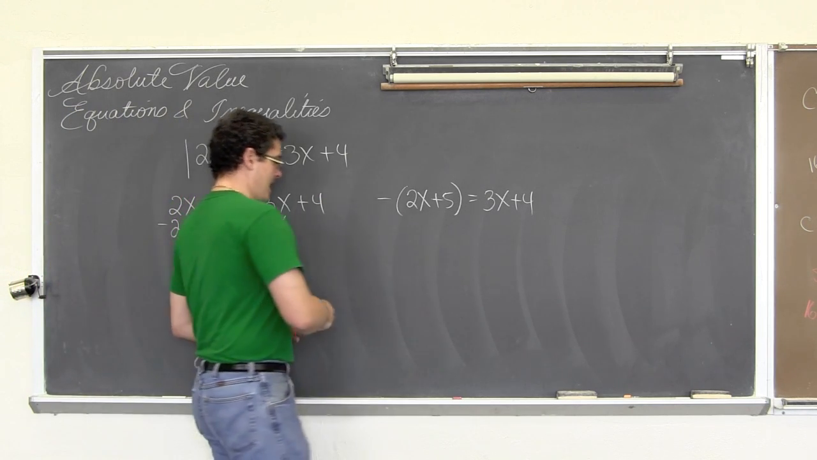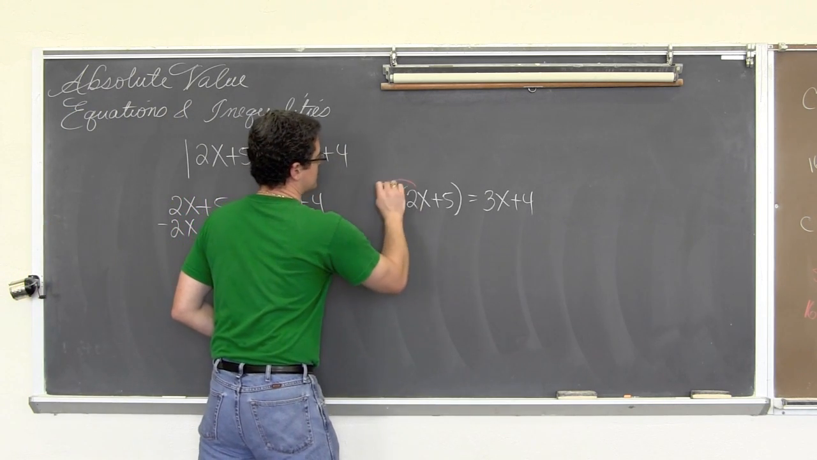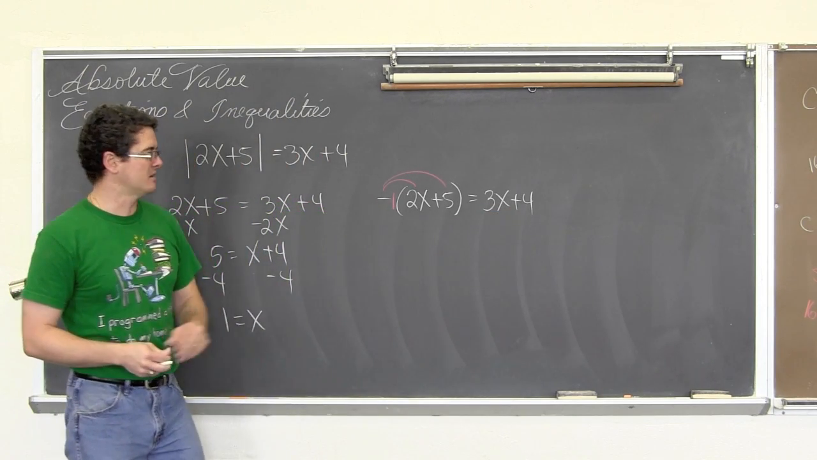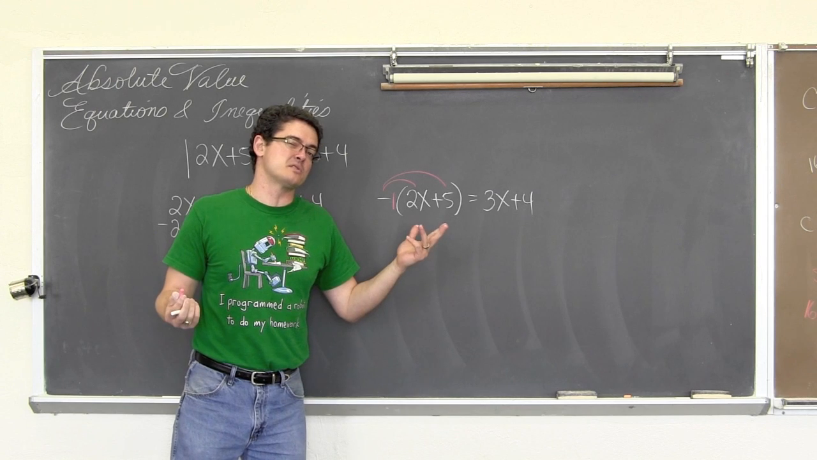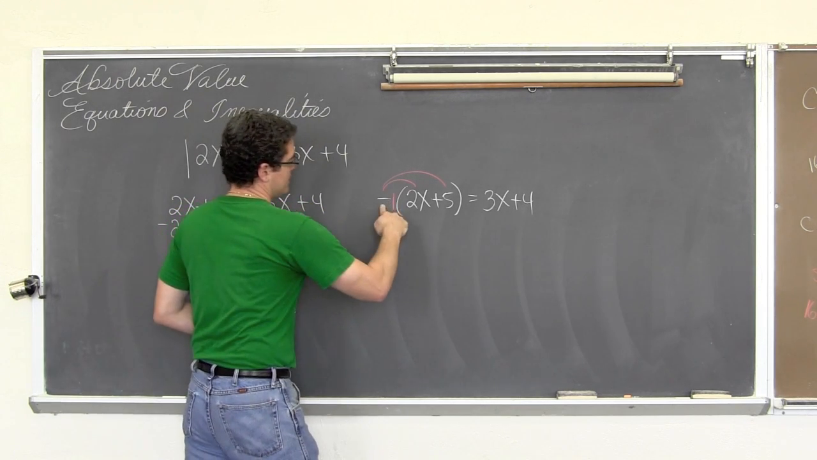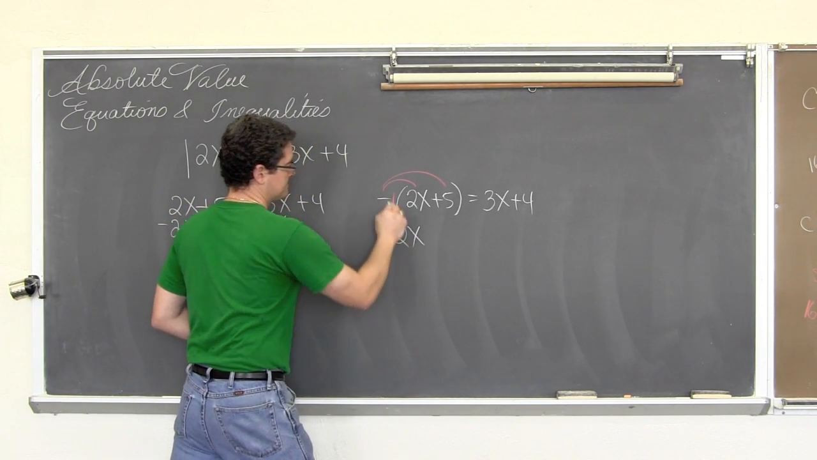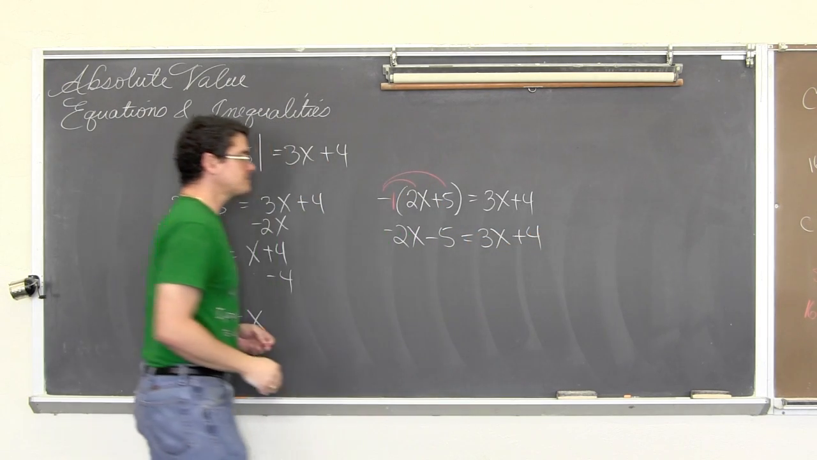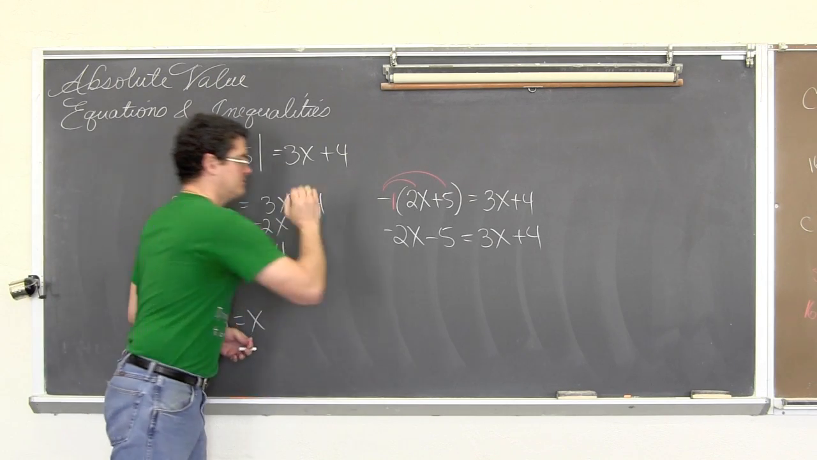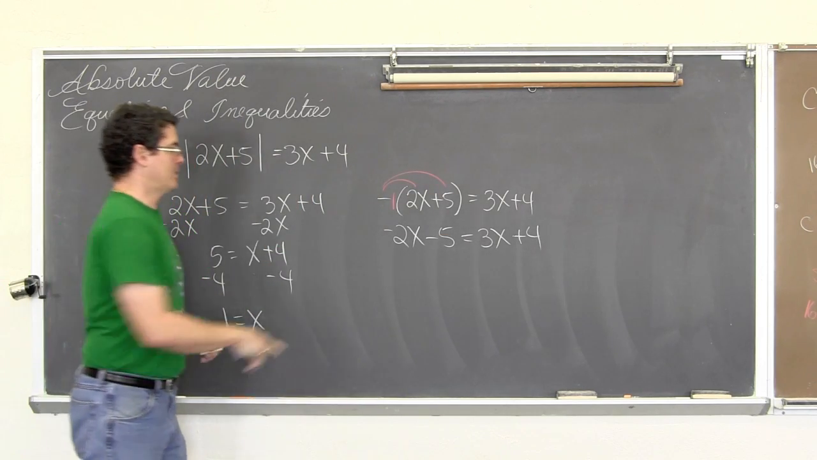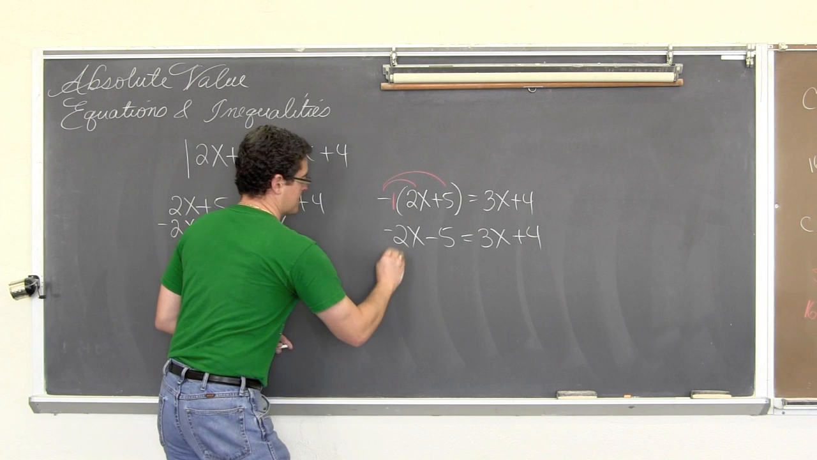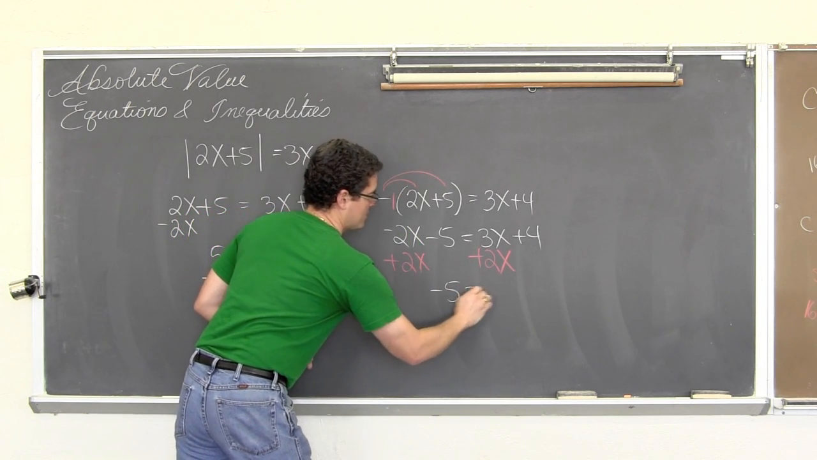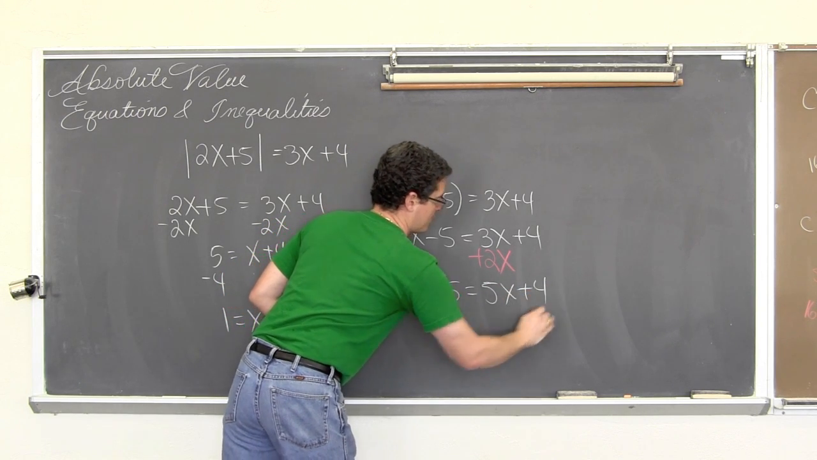Over here, this time, just for the heck of it, I'm going to distribute the negative 1 through the parentheses instead of trying to divide it to the other side. And why would I? I've got two terms over there to deal with as well. So we've got negative 1 times 2 is negative 2x. Now it's negative 5 equals 3x plus 4. Again, just to avoid some negative work, I'm going to take this negative 2x and add it to the other side, and get negative 5 equals 5x plus 4.